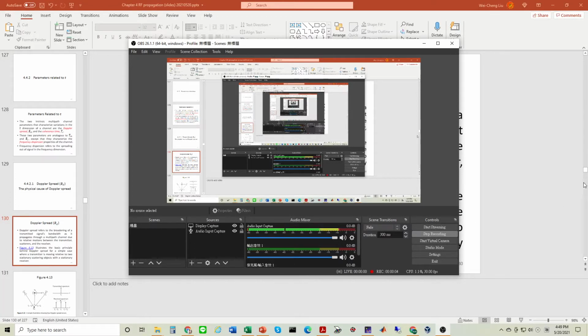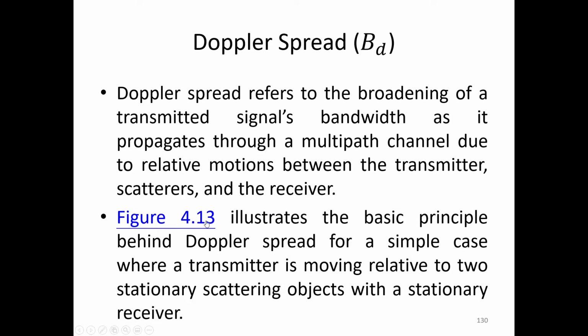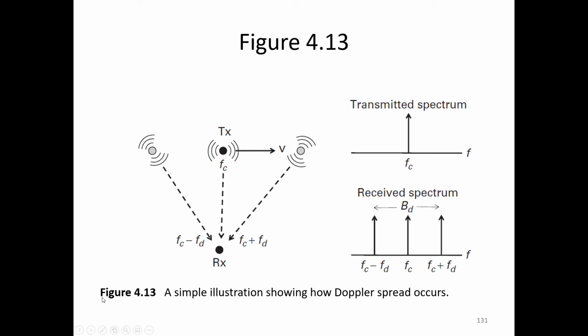Okay, let us continue. Figure 4.13 illustrates the basic principle behind Doppler spread for a simple case where a transmitter is moving relative to two stationary scattering objects with a stationary receiver.